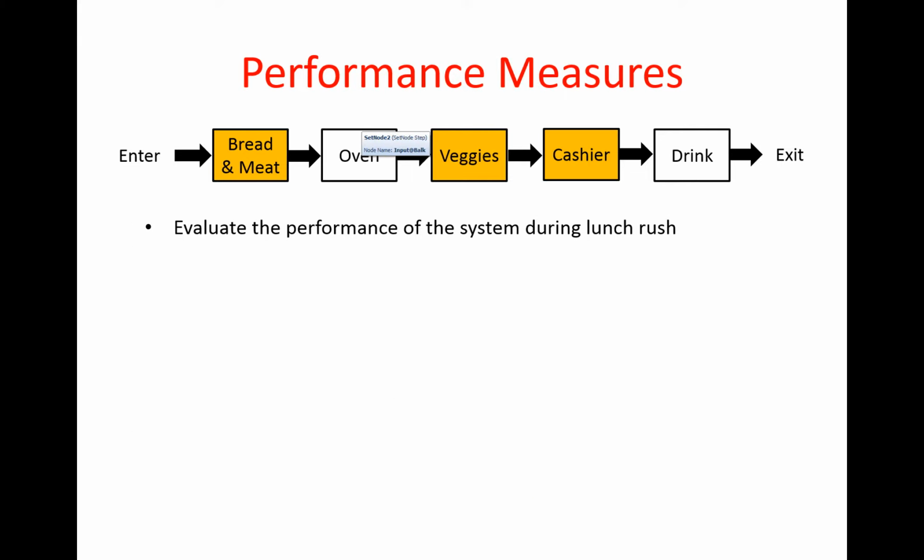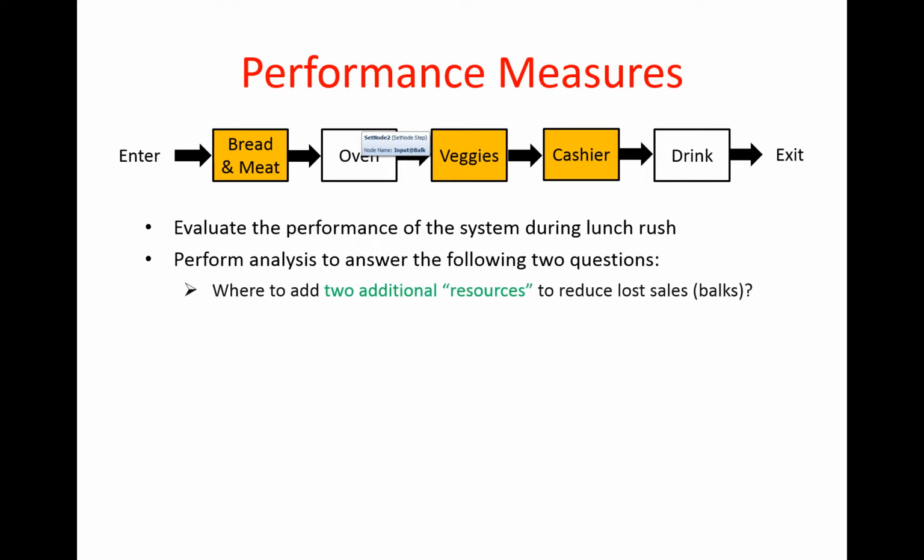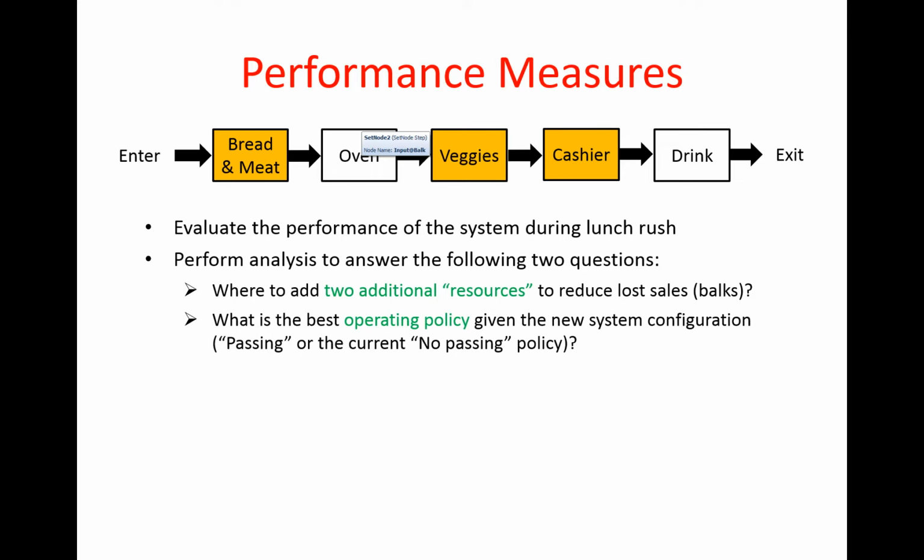So we're interested in evaluating the performance of the system during lunch rush, and specifically we would like to answer the following 2 questions. First, we would like to add 2 additional resources to reduce lost sales, and the question is where to put these 2 additional resources. Keep in mind that the resource can be either an oven or a new drink machine or a worker at any of these stages. The other question is what is the best operating policy under the new system configuration? Should we allow passing or just stick with the current no passing policy?